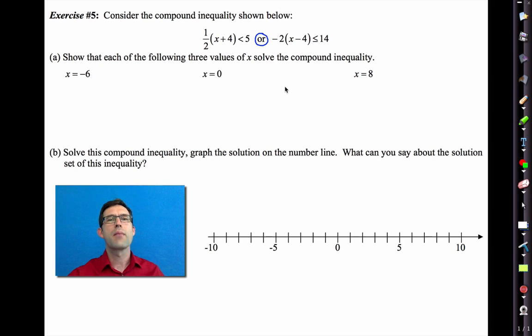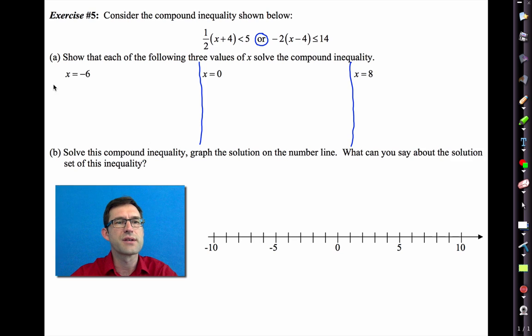Now remember, with or, the only way it's going to be false is if all of them are false. Okay? All of them have to be false. So let's try -6. Let's do 1/2 times -6 plus 4 is less than 5. Little fraction work here. 1/2 times -2 is less than 5. And -1 is less than 5. Now that's true. And right now I'm not going to even test the other one.